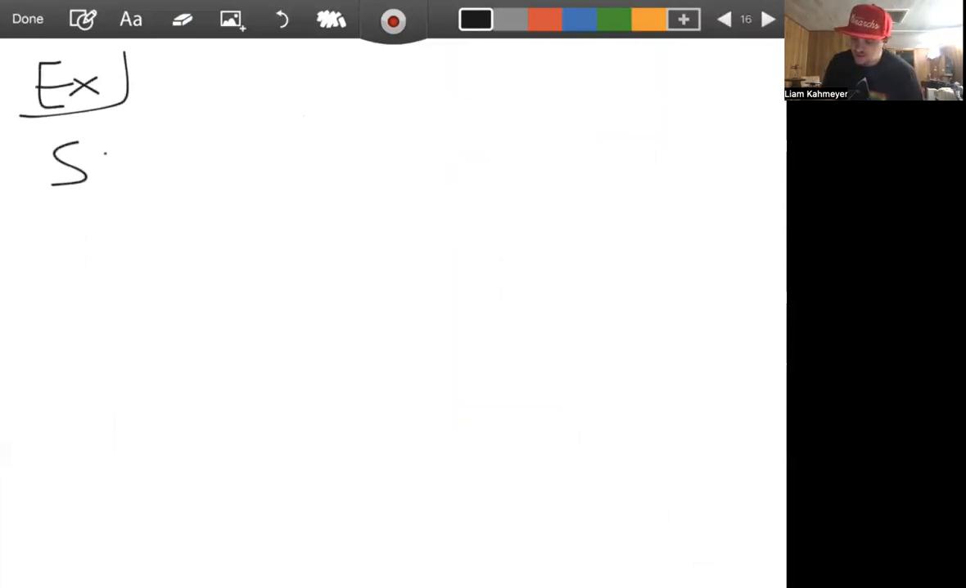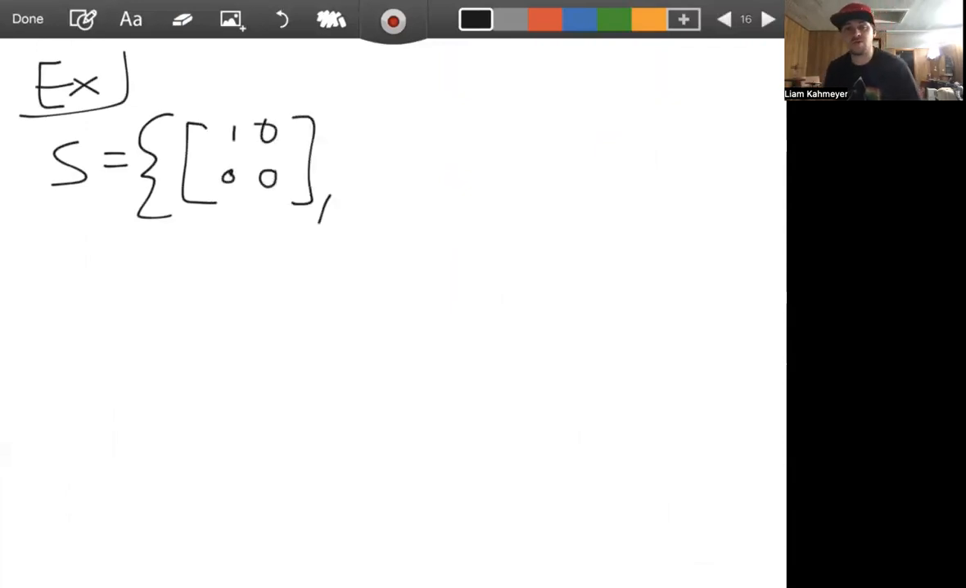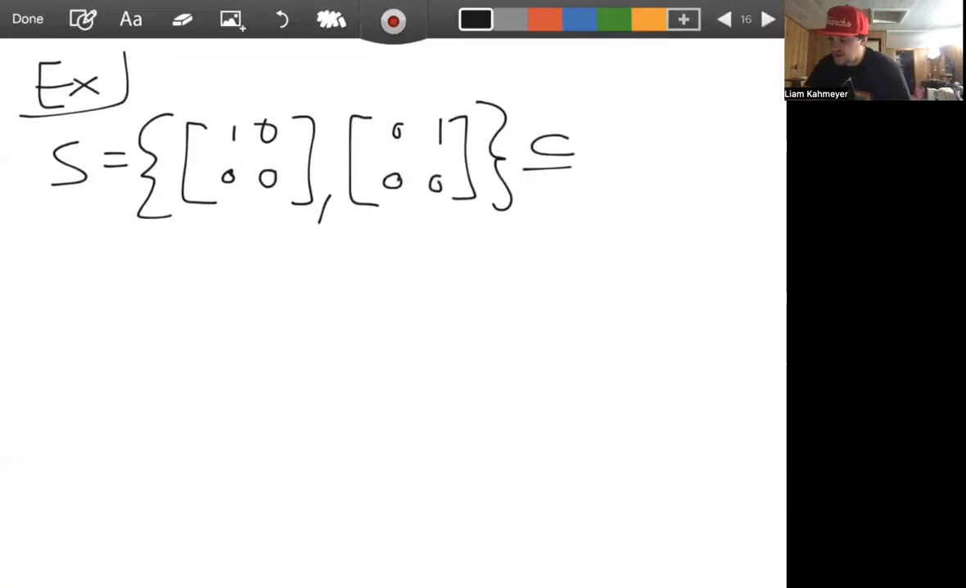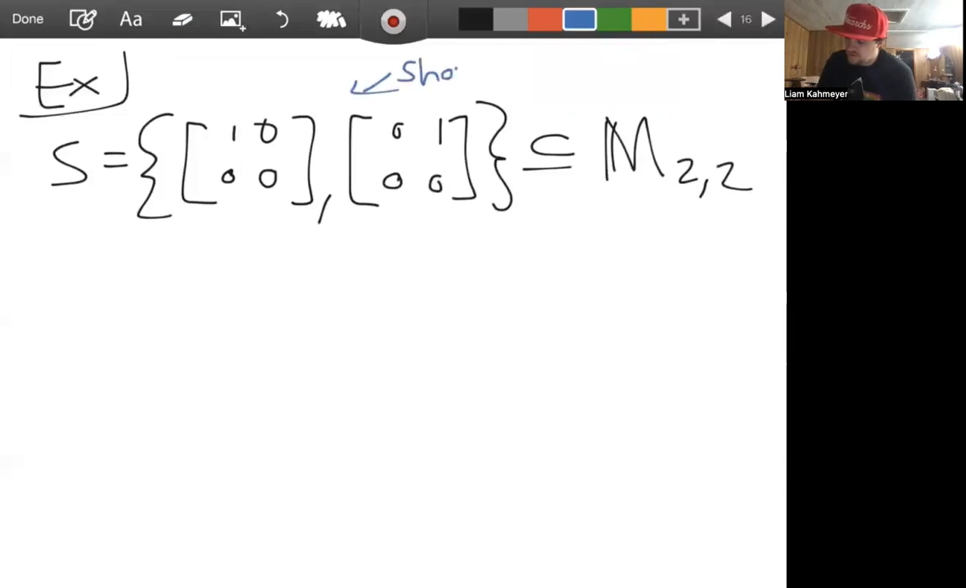So let's let S be the following set of vectors, because it's in a vector space, but in particular the elements are matrices, right? So 1, 0, 0, 0, and then 0, 1, 0, 0. Let's let this set be a subset of the collection of all 2x2 matrices. First, I have a challenge for you, or an exercise, which is to show that this set is linearly independent.